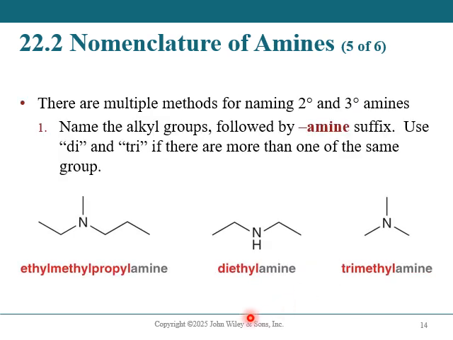Now, in this case, we name the alkyl groups followed by the amine suffix. Use the di and tri if there are more than one of the same group. So we have an amine that is secondary, tertiary, for example. We want to be able to name every one of the substituents. So we have an ethyl, we have a methyl, and we have a propylamine. So we go by alphabetical order. Here we have two groups that are the same. So ethyl, ethyl, so diethyl, or trimethyl, and then the word amine.